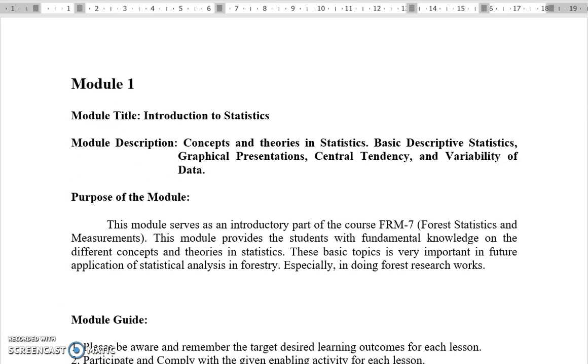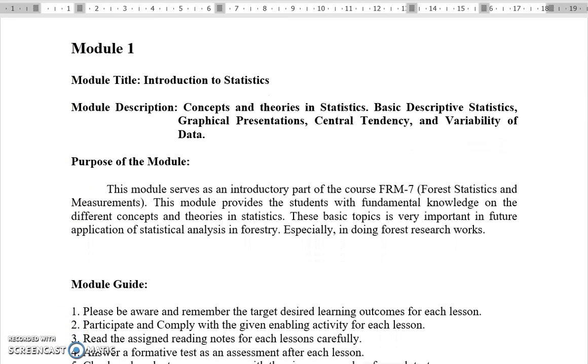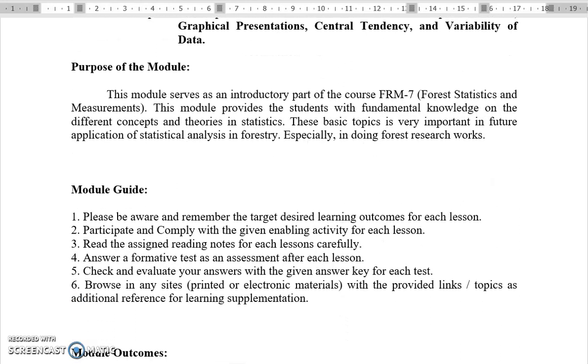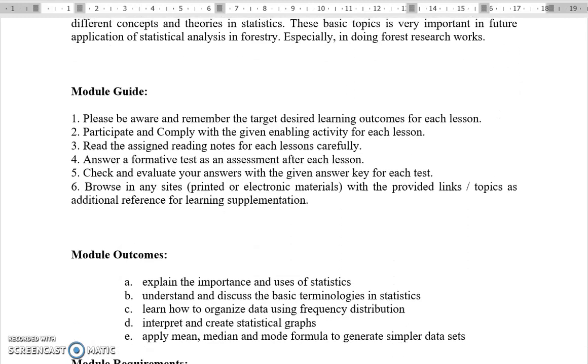Okay? Now let's move forward directly to our topics, which is Module 1, Introduction to Statistics. So our module description is the concepts and theories in statistics. Basic descriptive statistics, so we'll be dealing with only basic descriptive stat, graphical presentation, central tendency, and lastly, variability of our data. Now this module serves as an introductory part of this course, FRM 7. This module provides the students with fundamental knowledge on the different concepts and theories in statistics. That is what we will be focusing on Module 1.